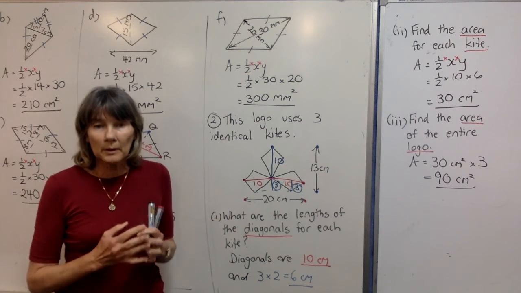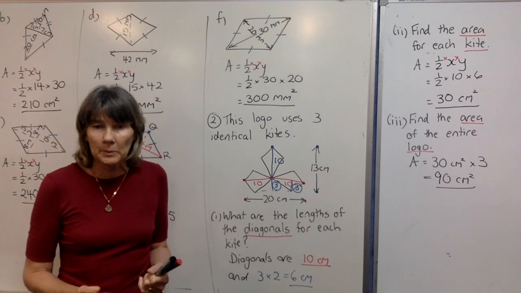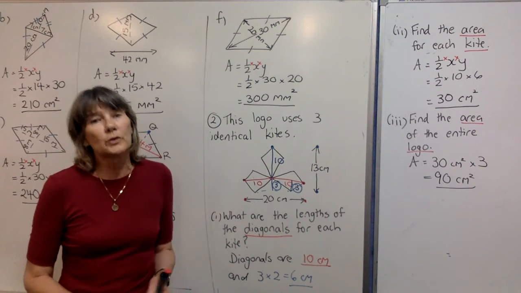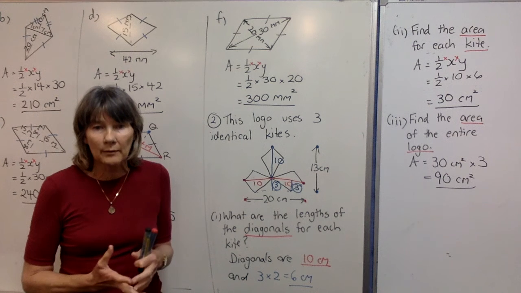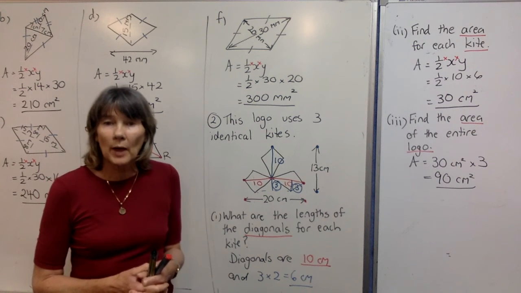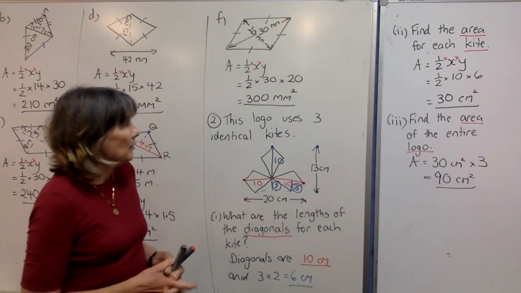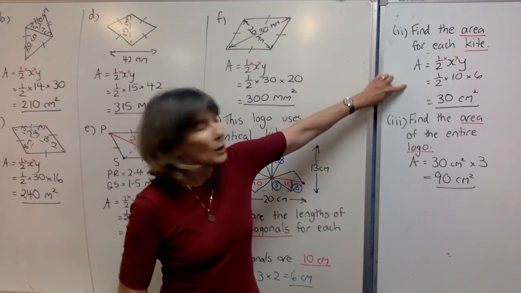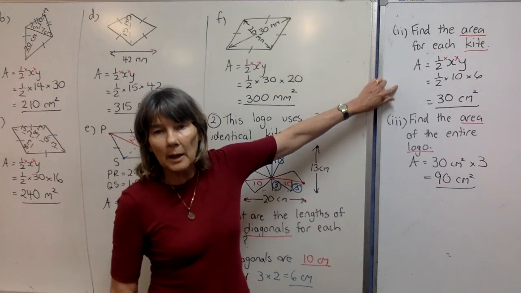Okay, so I hope you understand what to do. It's all with rhombuses and kites. All use the same formula because they both have that same formula, area equals a half xy. So have a practice with it for your homework. At the very least, it's going to be 3 lines of working: formula, sub in and get your answer.